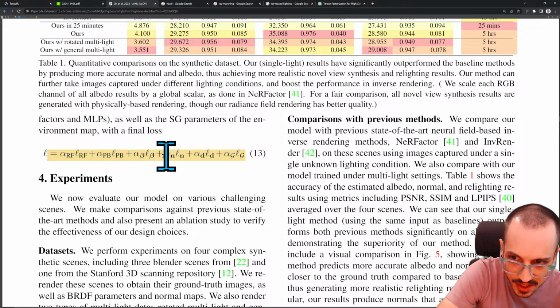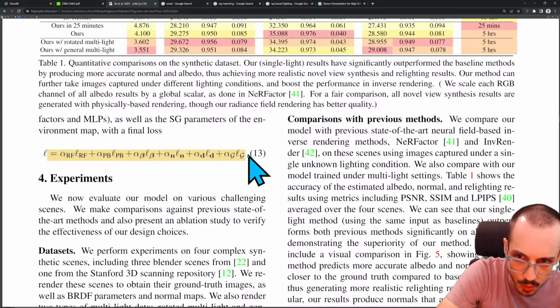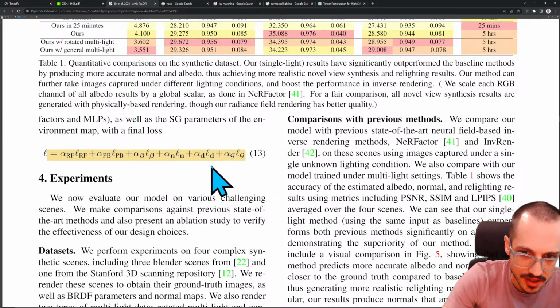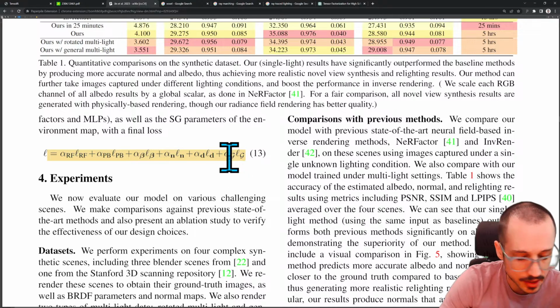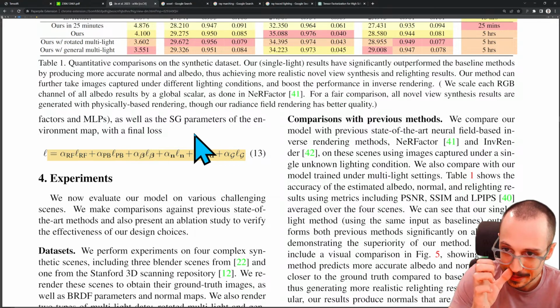And all these alphas here, alpha RF, alpha PB, alpha beta, these are just hyperparameters. So when you have a loss that is the weighted combination of a bunch of these other losses, you need to decide what those weights are. And usually you make a good intuitive guess, and then optimize that hyperparameter by hand.